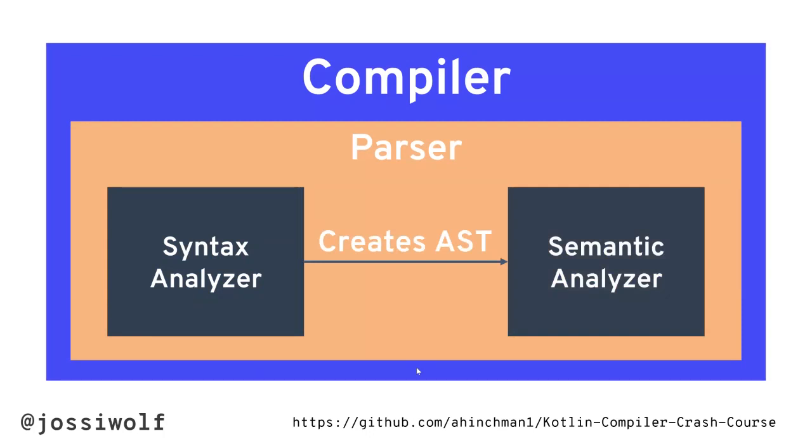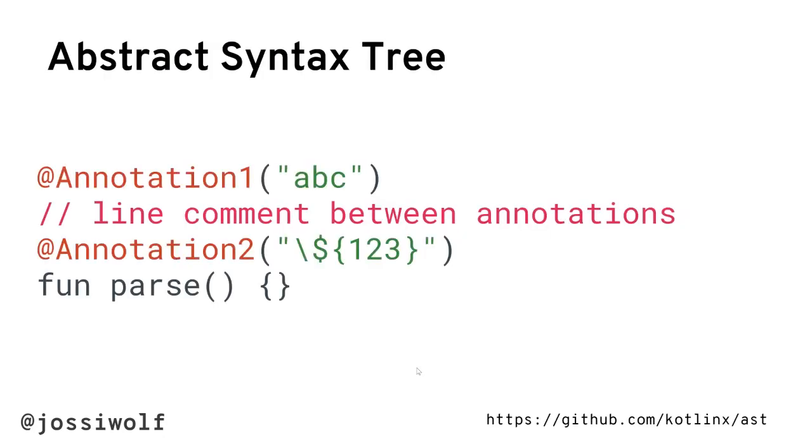And then it passes that on to the semantic analyzer. So what's an AST? I don't want to dive into computer science theory too much here, just give a basic explanation. So if you had source code like this, which is a function with two annotations on top of it, the abstract syntax tree for it would look like this.